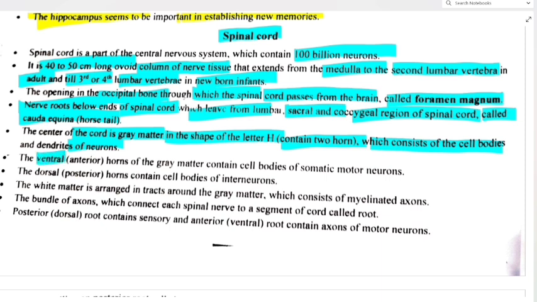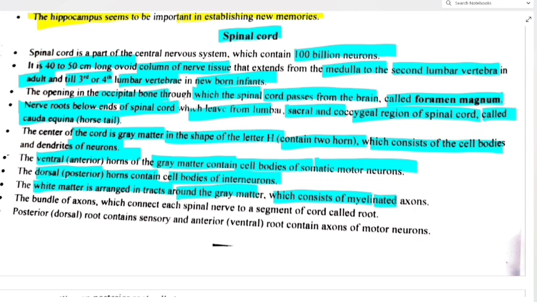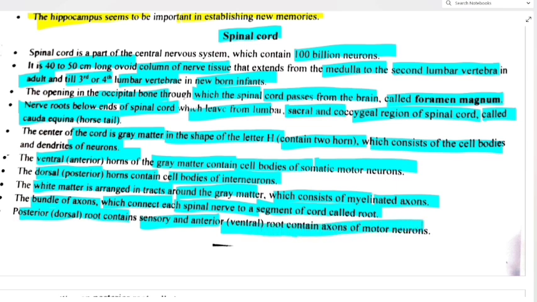The ventral, that is anterior horns of the grey matter, contain cell bodies of somatic motor neurons. The dorsal, that is posterior horns, contain cell bodies of interneurons. The white matter is arranged in tracts around the grey matter, which consist of myelinated axons. Is it clear? Now the bundle of axons which connect each spinal nerve to a segment of cord is called root. Now posterior dorsal root contains sensory and anterior ventral root contains axons of motor neurons. Is it clear?